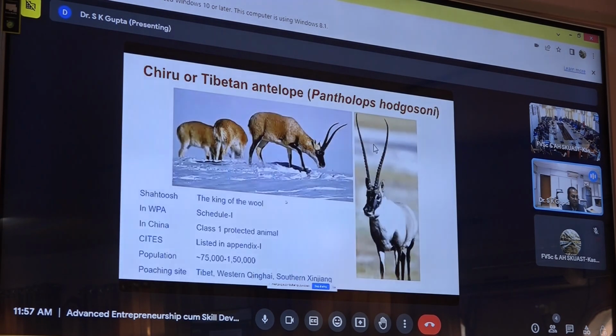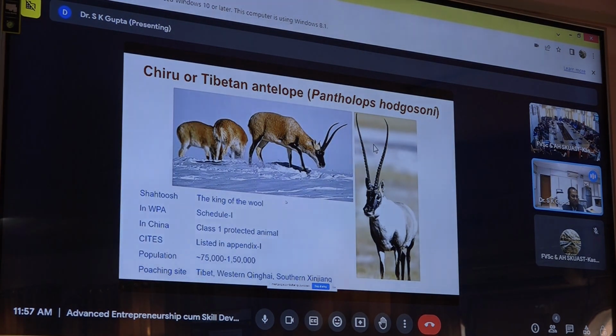And the guard hair is another thing which can be easily identified using the morphological tool. But before that, I'll briefly tell you about this species which is in illegal trade. That is Chiru or Tibetan antelope.